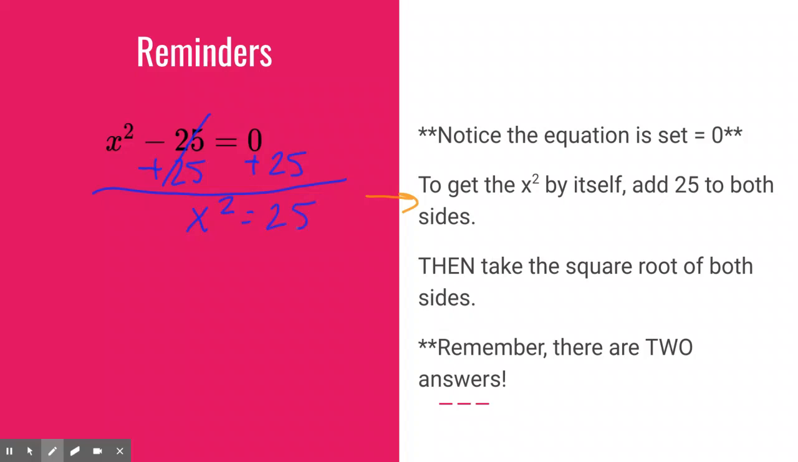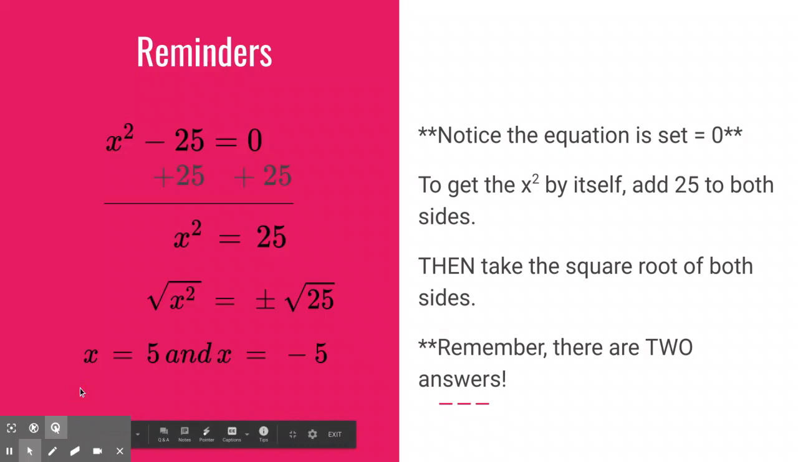Once our x squared is by itself, we can then square root both sides. Here's the square root, here's the square root, and the square root of x squared is just x. Now, the square root of 25 isn't just positive 5, but negative 5 as well. So you can put plus or minus 5, or you can write x is equal to negative 5 and positive 5. And here's the work.